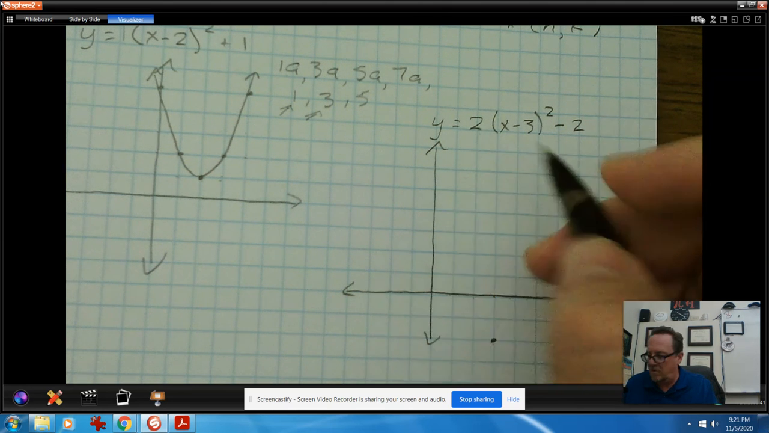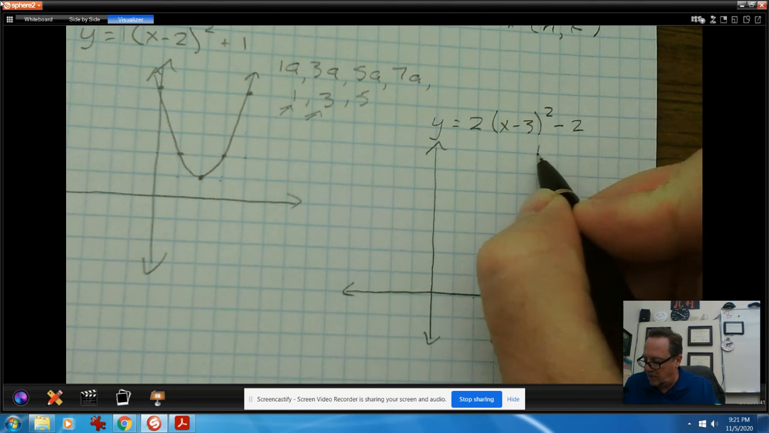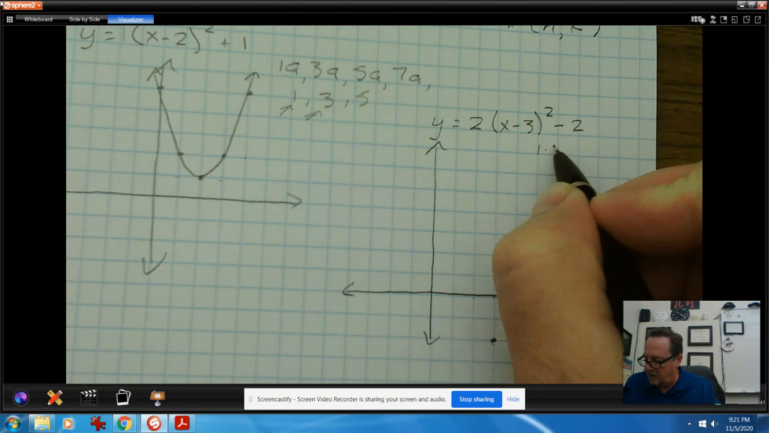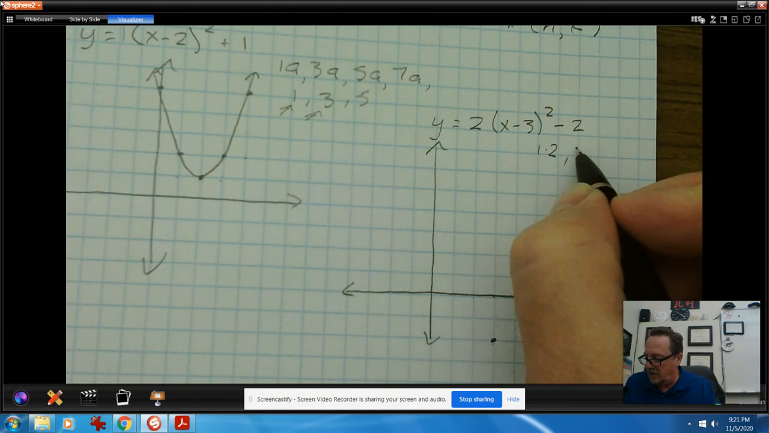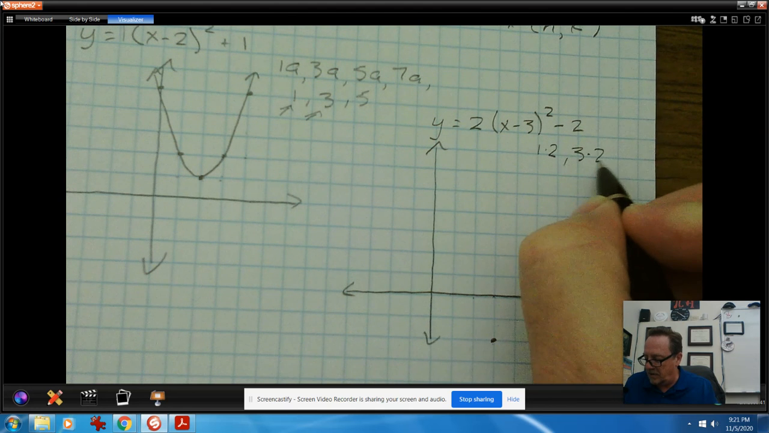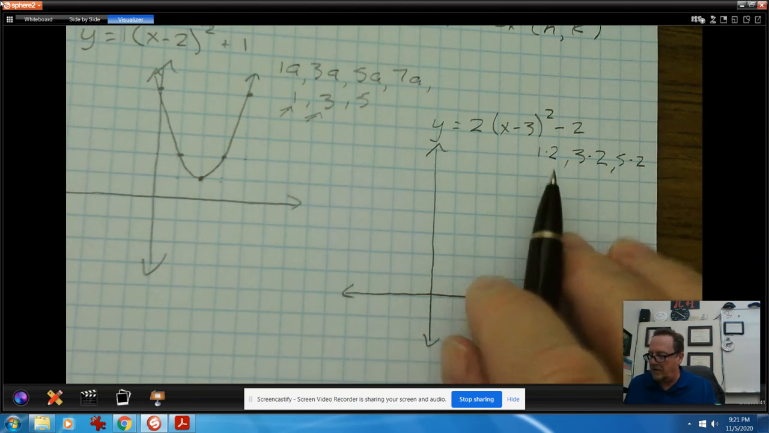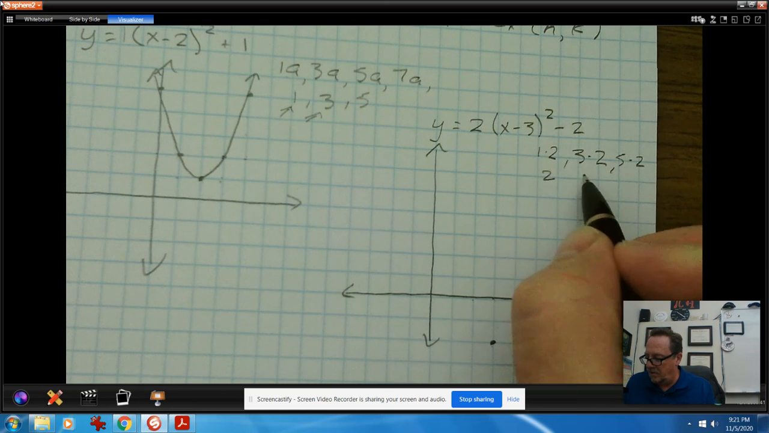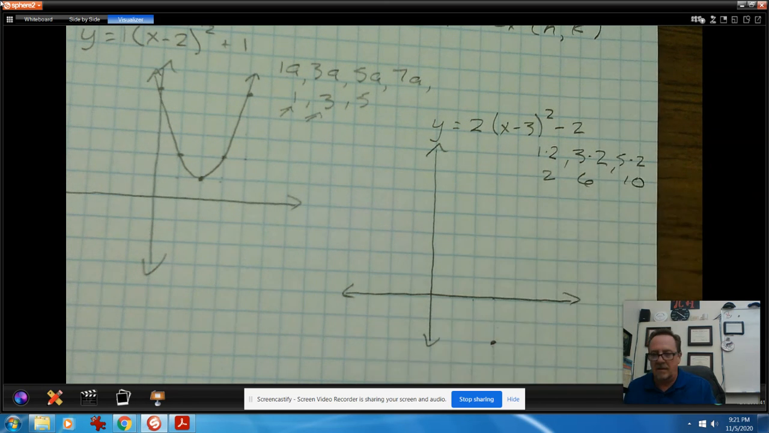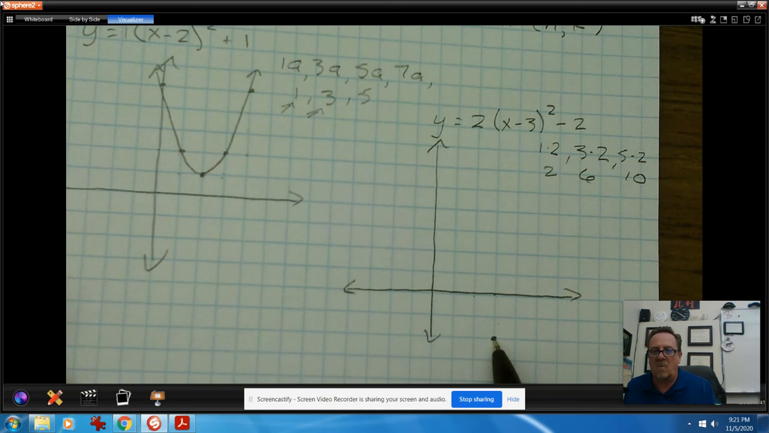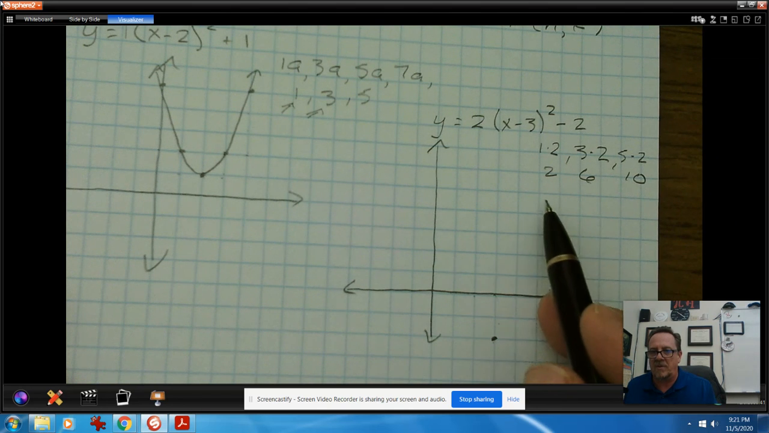And now I got to think about my pattern. Well, this is a 2. And remember, it's going to be 1 times a, which is 2. 3 times a, which is 2. 5 times a, which is 2. So my pattern's actually going to be 2, 6, 10. Those are going to be the spaces I need to count from my vertex, but I go over by 1 always. So I don't have to worry about these numbers as I go left or right.